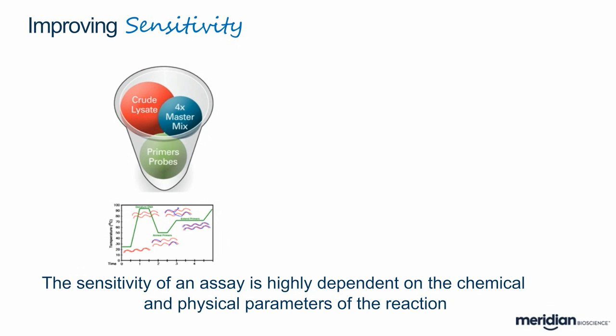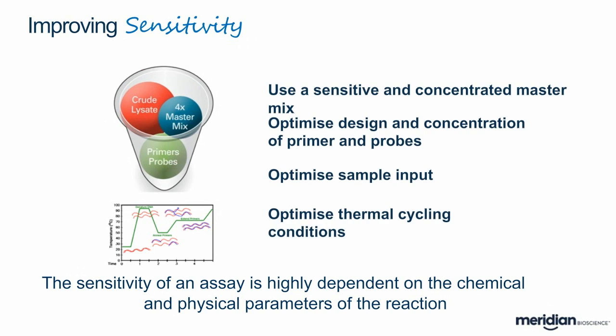So, how do we address the challenges of sensitivity? Well, we've seen that sensitivity can be improved by using a more sensitive master mix, but what else can you do? The chance of detecting your target is completely dependent on the chemical and physical properties of your reaction. So let's break that down. The first point is to use a more concentrated master mix. This gives you the freedom to add more sample if required.